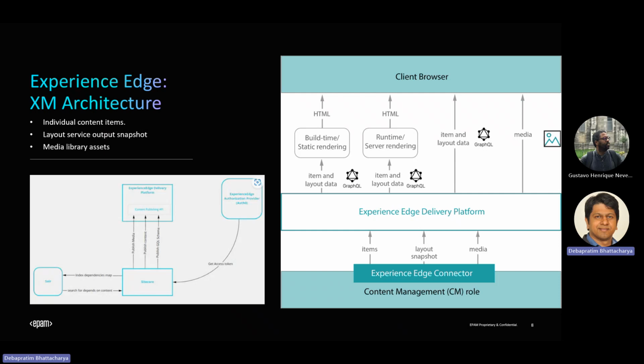Once the data is there in the Experience Edge platform, the client browsers will no longer depend on any other content delivery instance to retrieve their content. So client browsers can then interact directly with the Experience Edge delivery platform to fetch the item and layout specific data using the GraphQL delivery endpoint. And it can also get the media request from the CDN that's being exposed as part of the Experience Edge delivery platform.